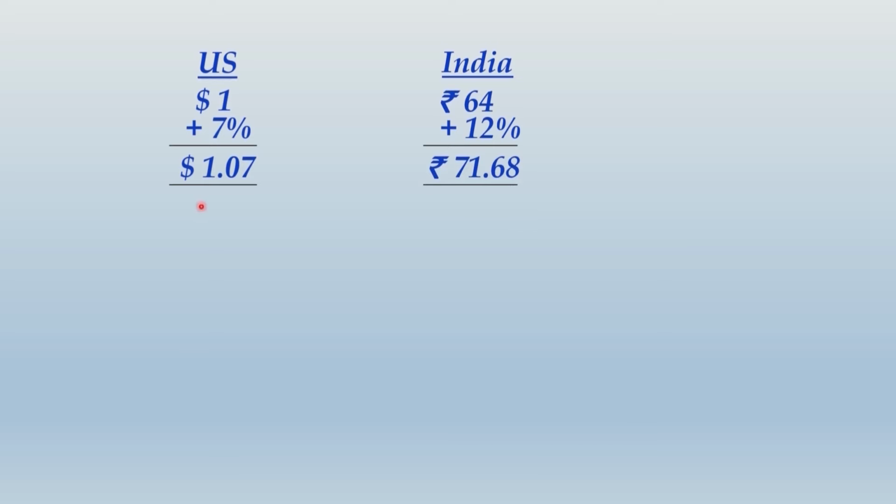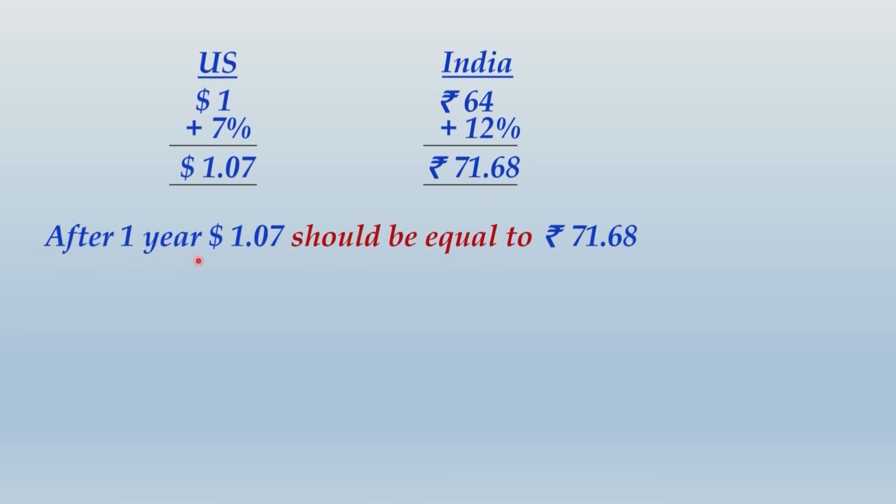So what we conclude is, after 1 year, $1.07 should be equal to rupees 71.68. Mind it what I just said. I am not saying it will be equal to, I am saying it should be equal to. So we write up that line, after 1 year, $1.07 should be equal to 71.68 rupees.